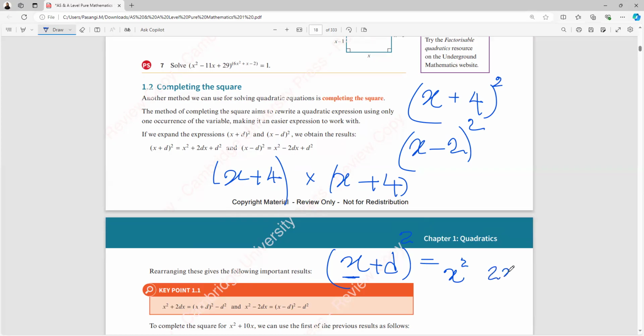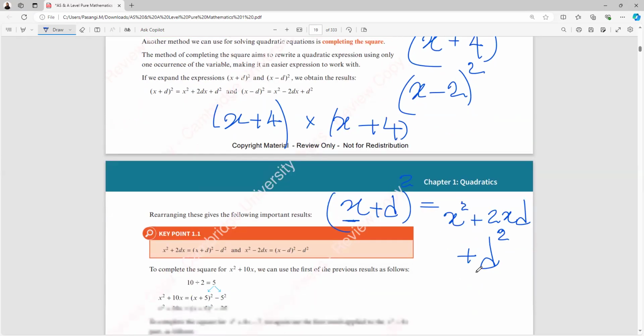So the value will be plus 2xd, and here d is squared. That's how we get that expression, what we call the expanded expression.